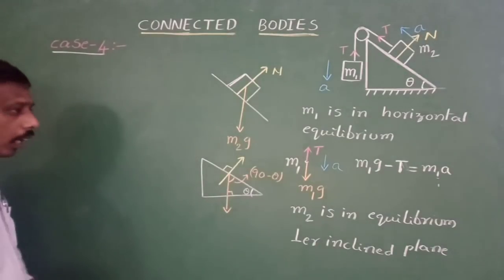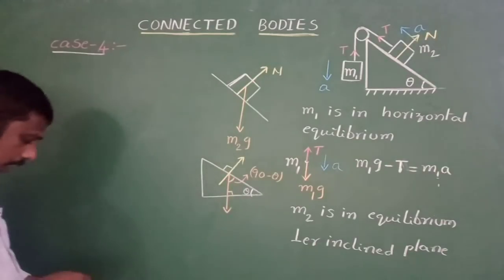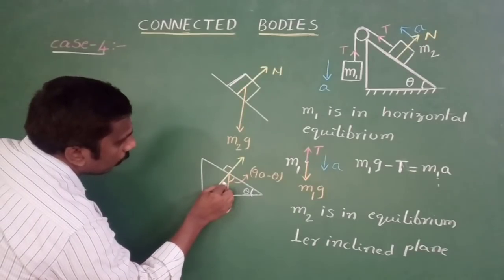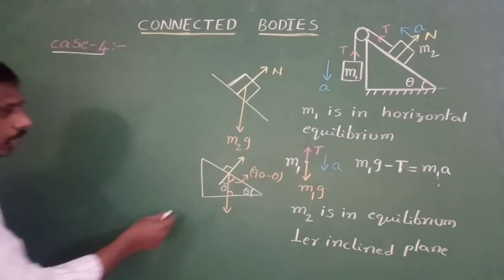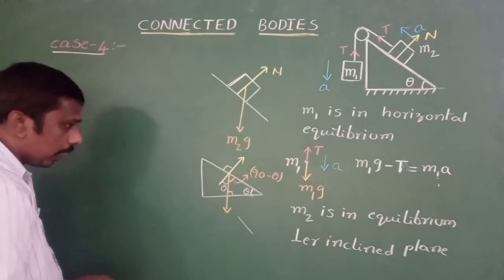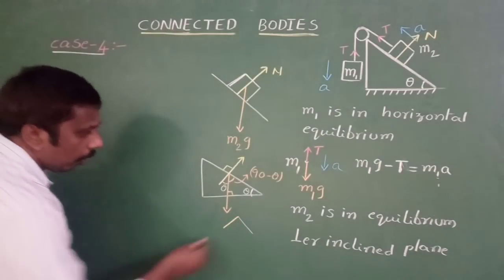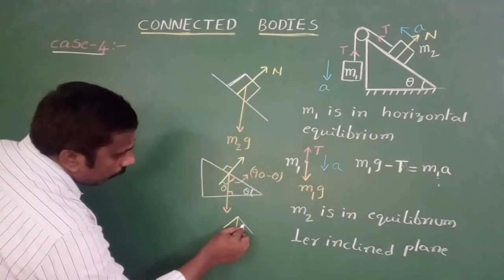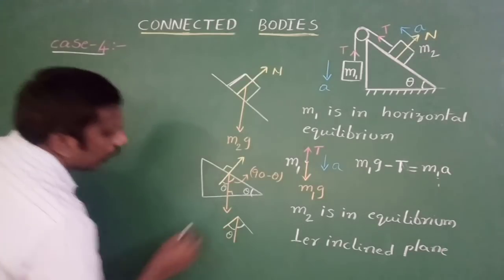This angle, then the angle between the plane and the normal reaction is equal to 90 degrees. So the angle between the normal reaction and the weight is also theta, because the angle between the surface and the normal reaction is 90 degrees. Here this is 90 degrees, but the weight makes an angle 90 minus theta with the inclined plane. So this angle is equal to theta.